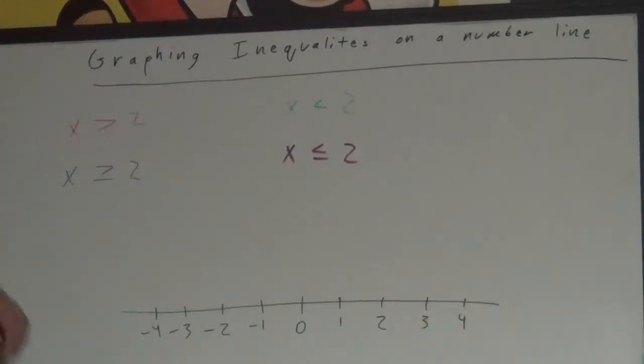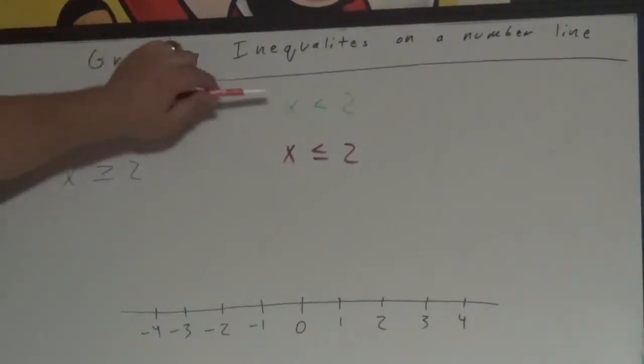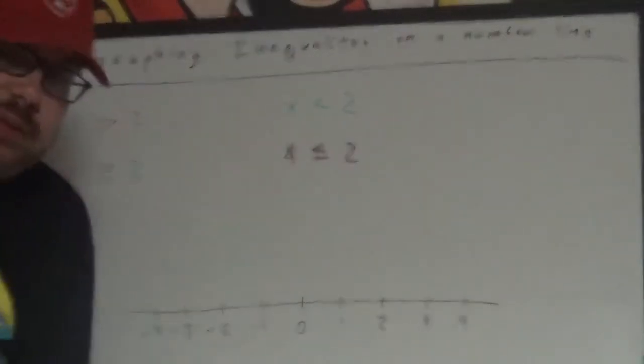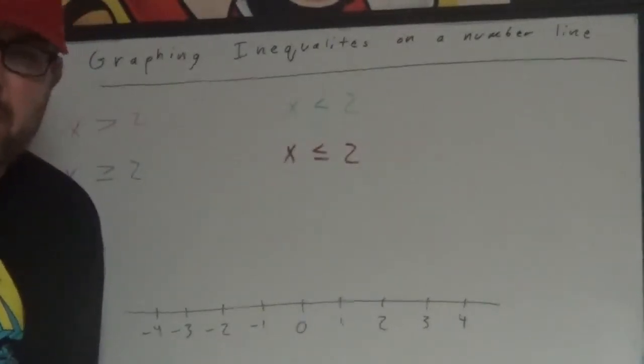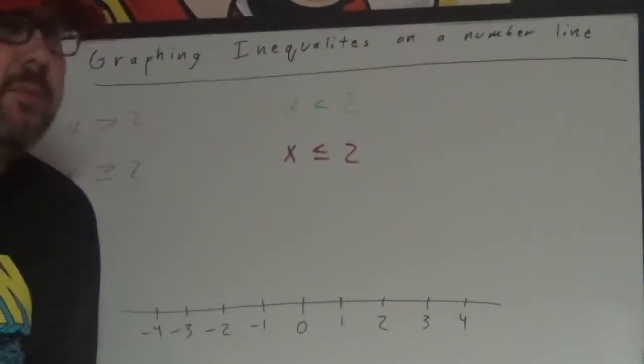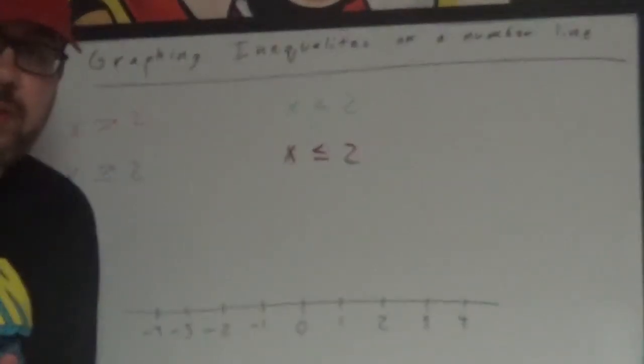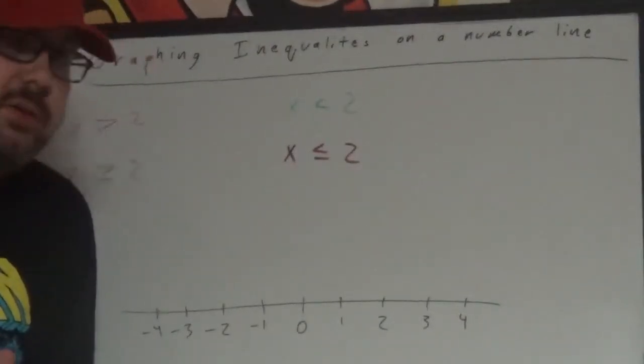So, I'm going to talk about how to graph. I see something like x is greater than 2, x is less than 2, x is greater than or equal to 2, and x is less than or equal to 2. That's going to be my example. I'm picking the same number just for consistency, but I'm just going to show you how you take those inequalities and put them on just a regular number line.